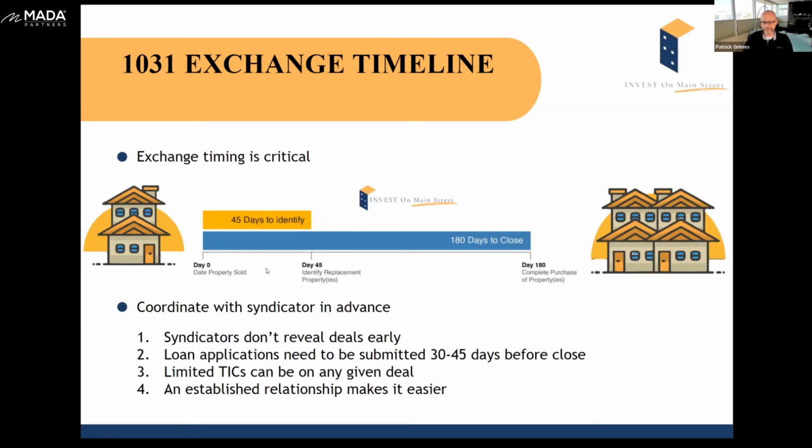And by far, it's a relationship business. So the sooner you can develop a relationship. So my recommendation is, it can take 90 days to sell a property, right? I would say when you start thinking about selling is when you should start talking to your syndicator, get in the hopper for the deals he has, or early access to the deals he has coming up.